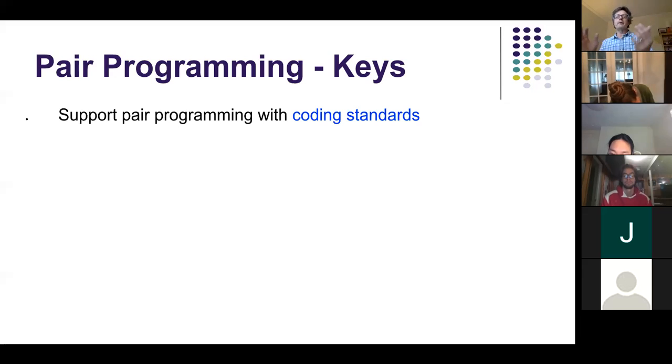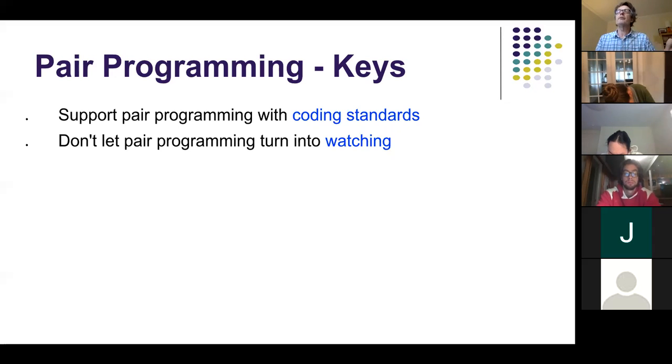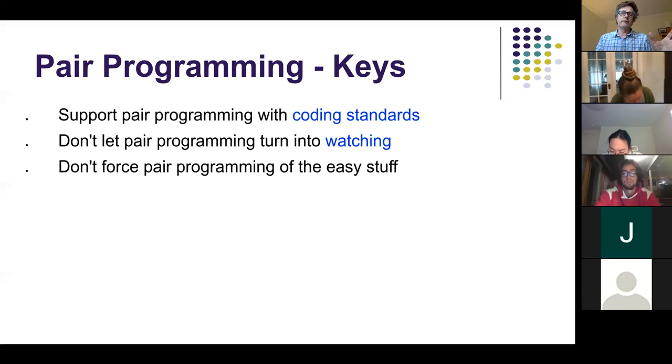Now, the key of pair programming is to support it with coding standards. Most companies you go work with are going to have coding standards. They're going to say things like, this is how you indent the code, this is how you comment on the code, this is how we pass parameters. These are ways in which we've decided we're going to do things. Don't let pair programming turn into watching. Both people need to be engaged.